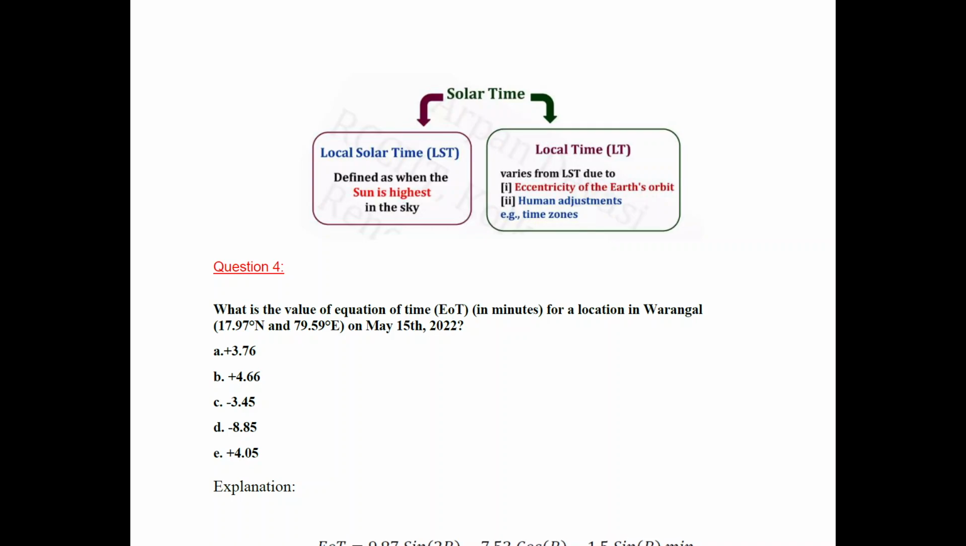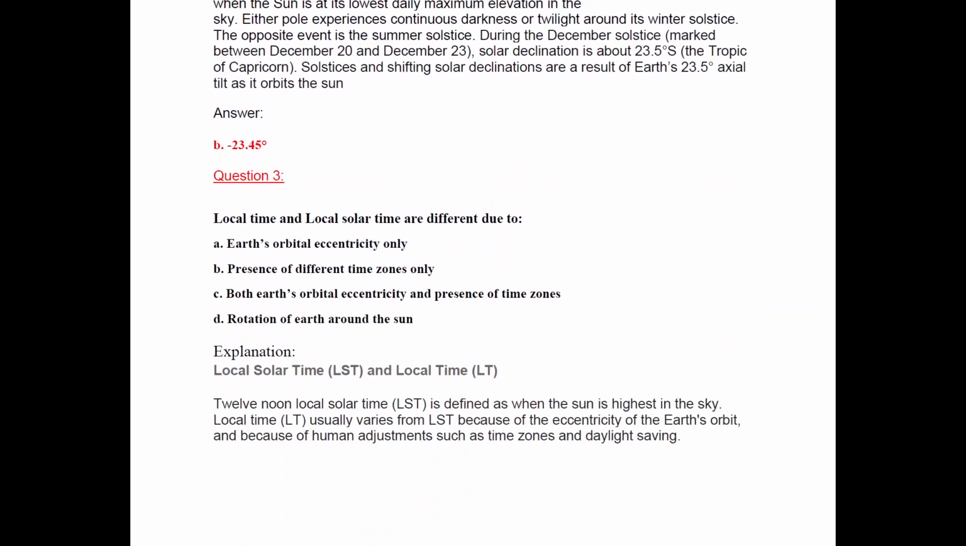And what are the human adjustments? They are the time zones. So we have this option C, which shows both the Earth's orbital eccentricity and the presence of time zones. They are responsible for the difference between the local time and the local solar time. Is it clear?